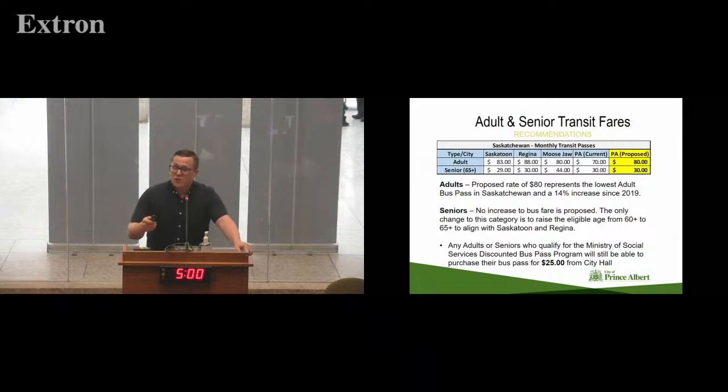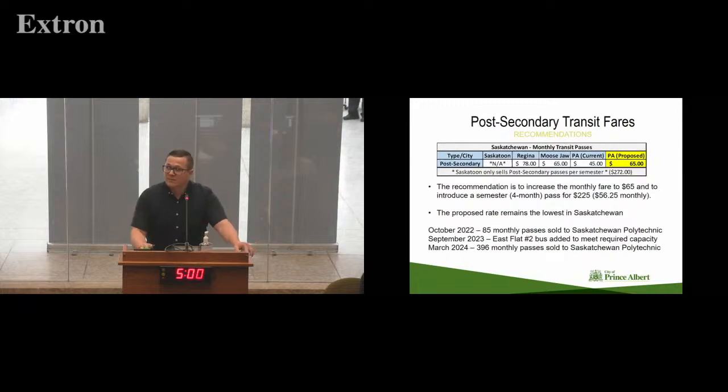Next is seniors, where there's no increase to bus fare proposed. However, we would like to increase the age category for eligibility from 60 plus to 65 plus to better match Saskatoon, Regina, and the rest of Western Canada. It is of note that any adults or seniors who qualify for the discounted bus pass program do receive their passes for $25 from City Hall.